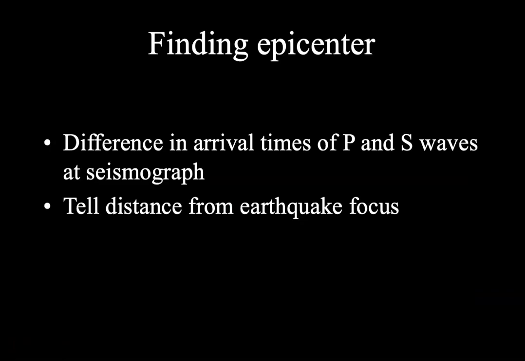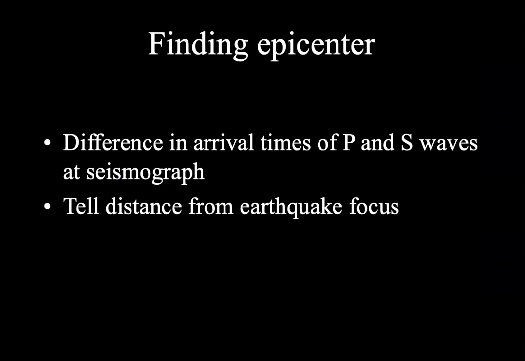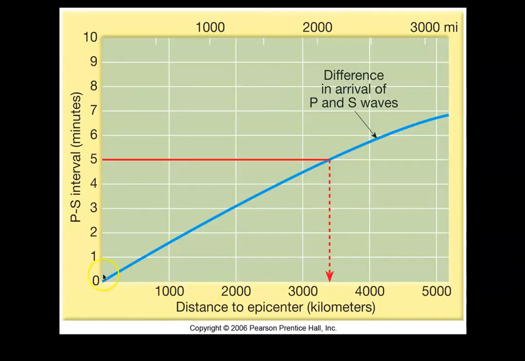Let's say, here, let me go back. Between the P wave and the S wave, about 5 minutes passed. Well, if I go up to this chart and find 5 minutes, it tells me, oh, I was 3,500 kilometers from the epicenter.